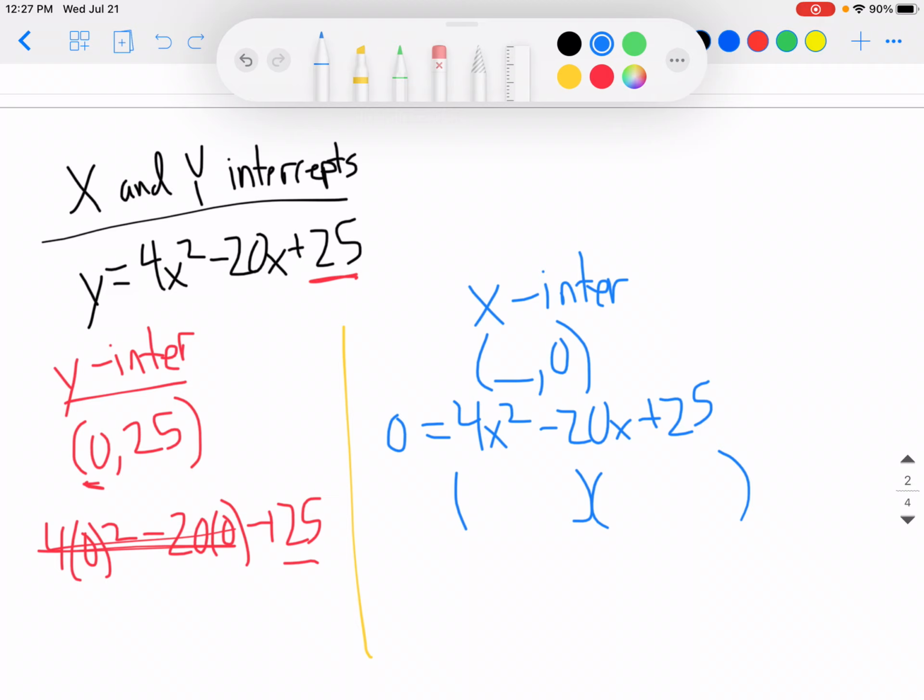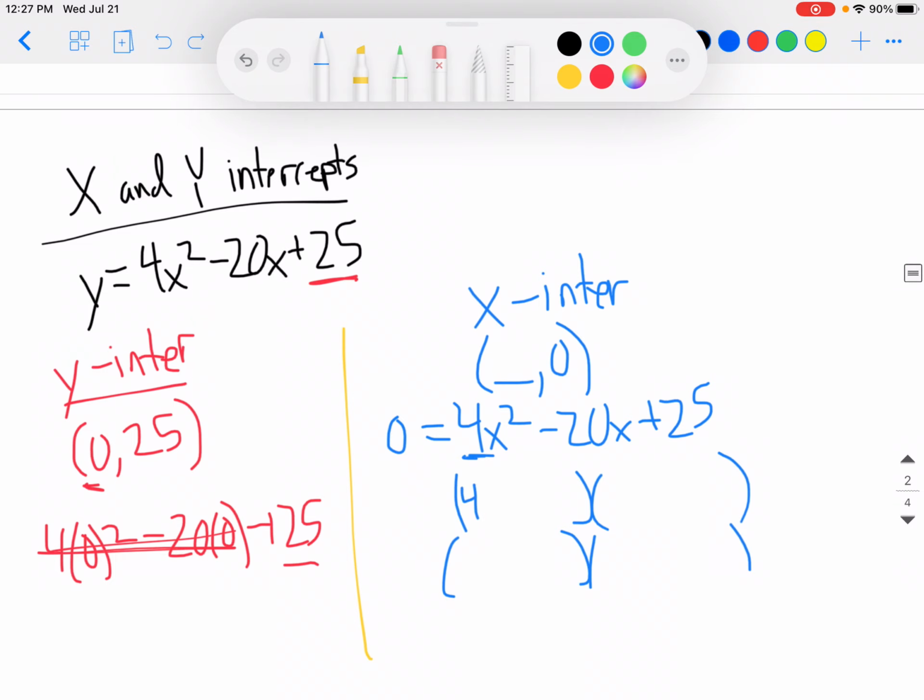So what I like to do when I have a leading coefficient that's not 1, I like to lay out the factors here. So I'm going to go 4x and x, and 2x and 2x. And then here's just a big old game of guess and check. What are our factors of 25? Well, 5 and 5, and then we have 1 and 25.